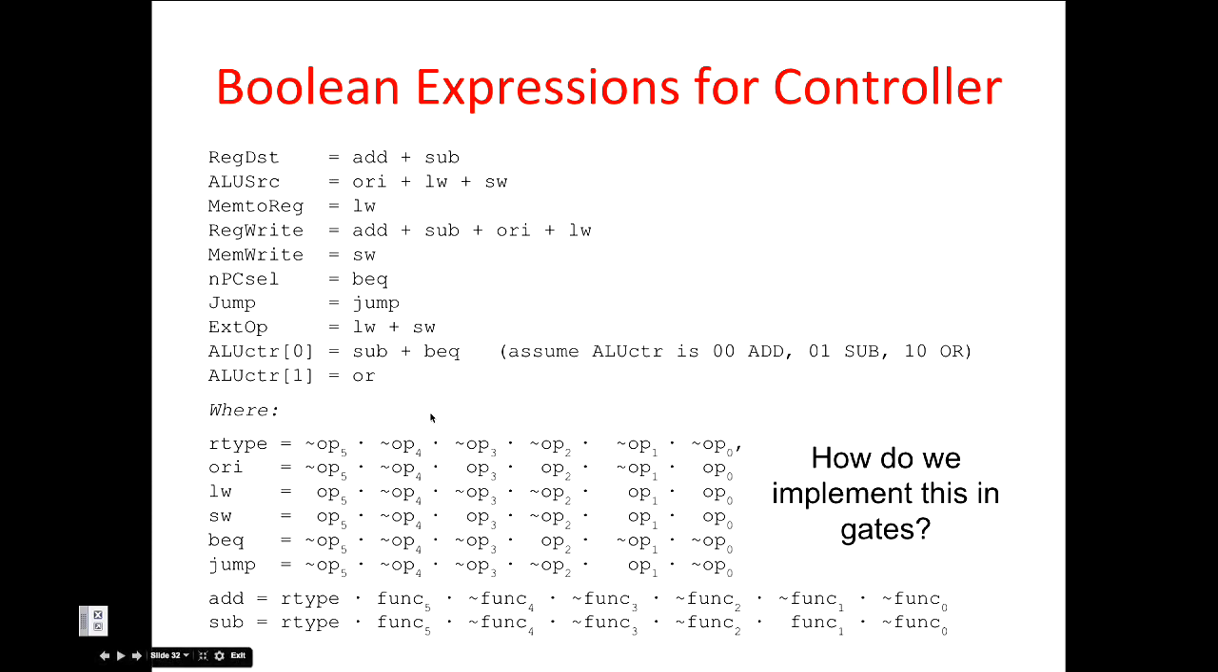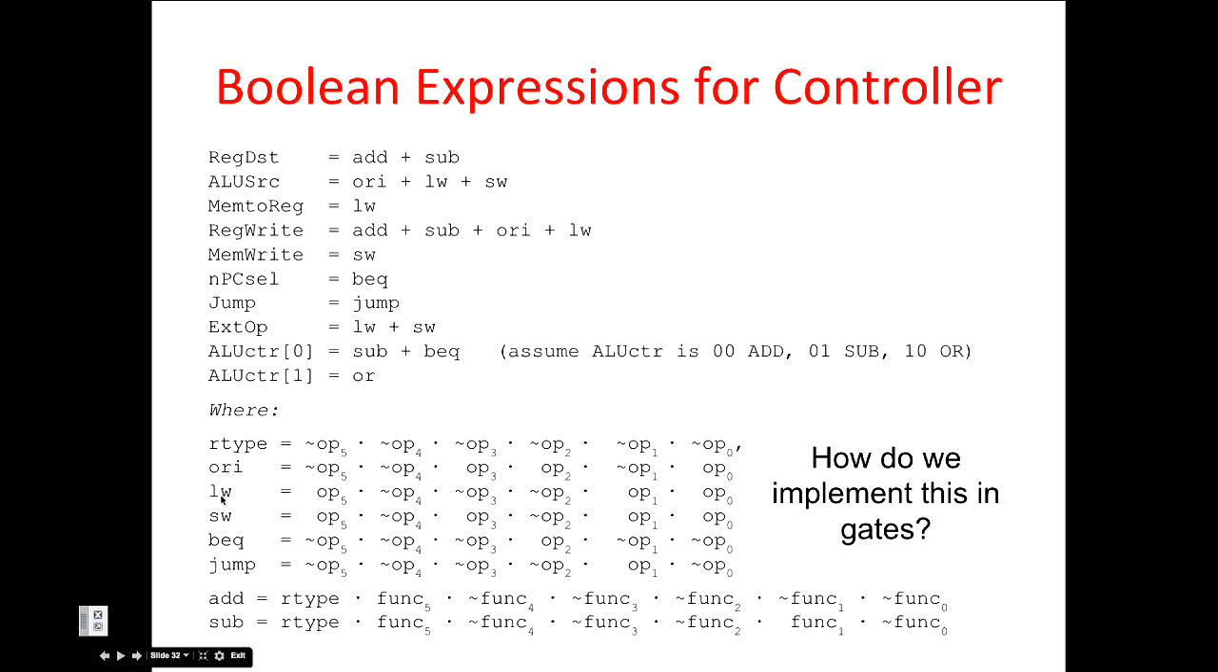Once we have each of these Boolean expressions, I know that each of these are specified by these Boolean sub-expressions. To figure out whether I have a load word or not, I just need to look at the opcode bits. The most significant opcode bit needs to be a 1. The fourth one needs to be a 0. Third one needs to be a 0. Second one needs to be a 0. And the first and 0th bits need to be a 1. If I write this out, then I get load word.